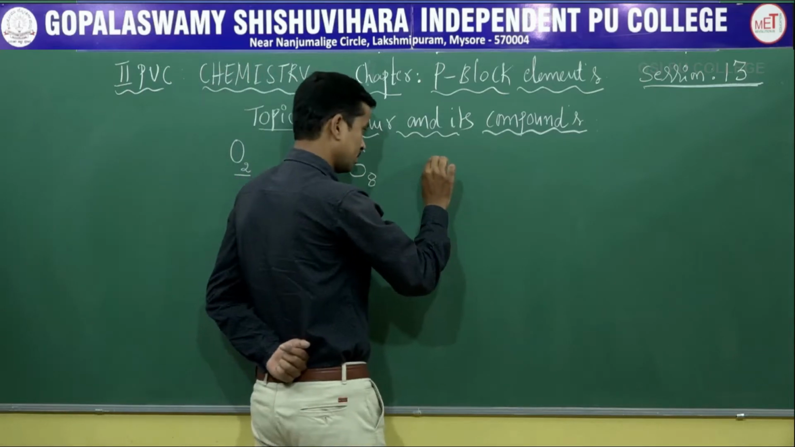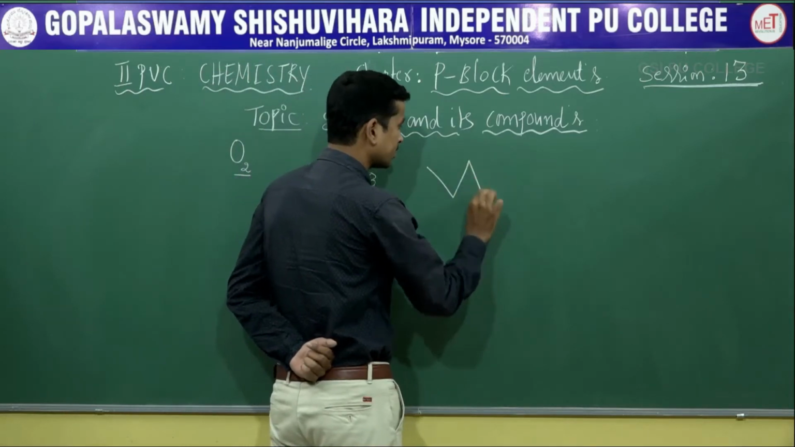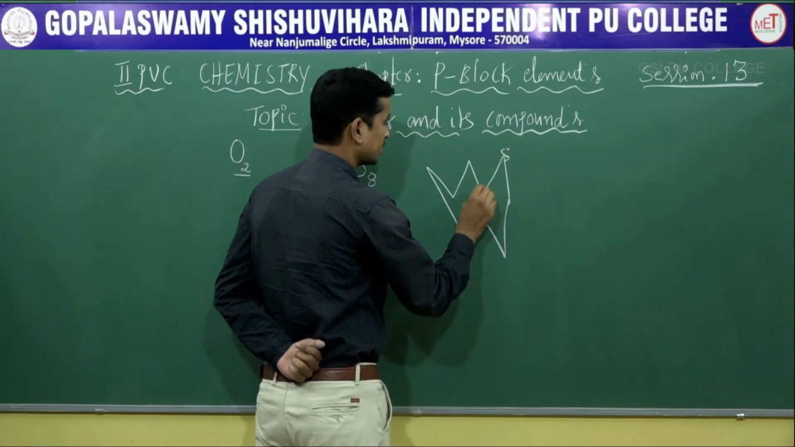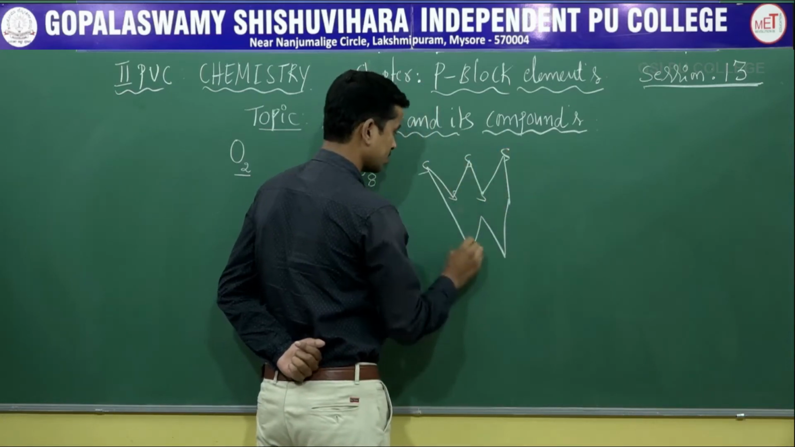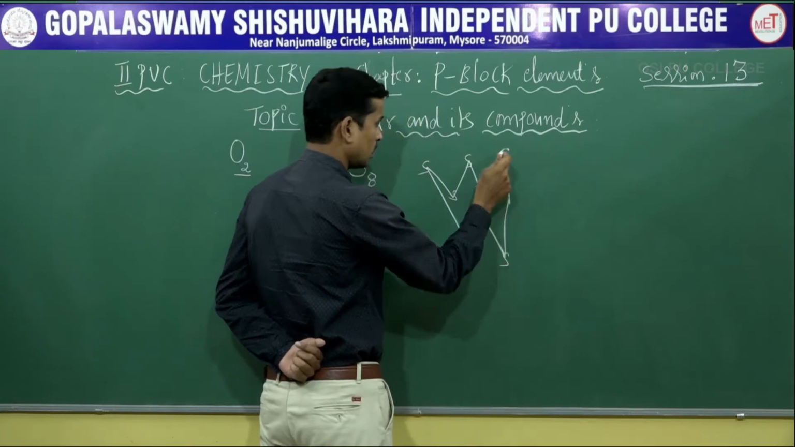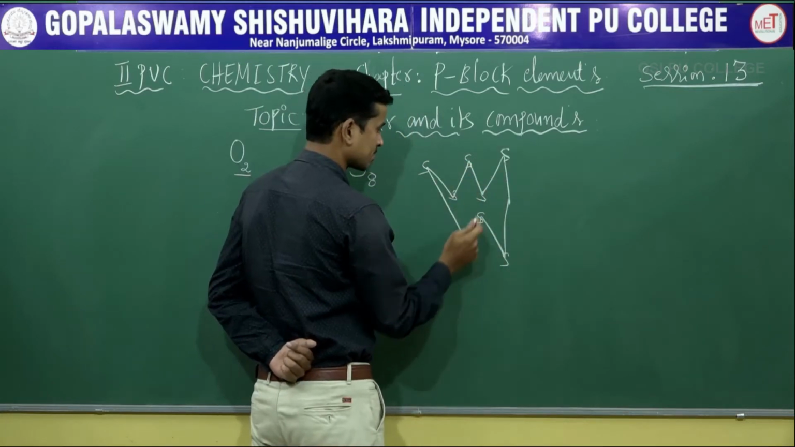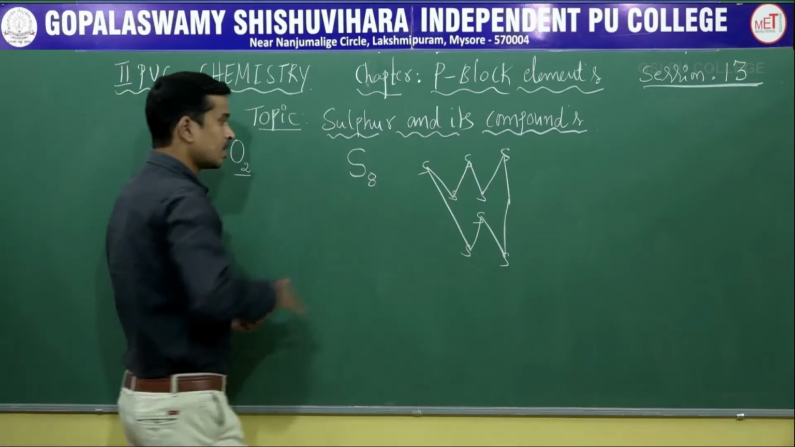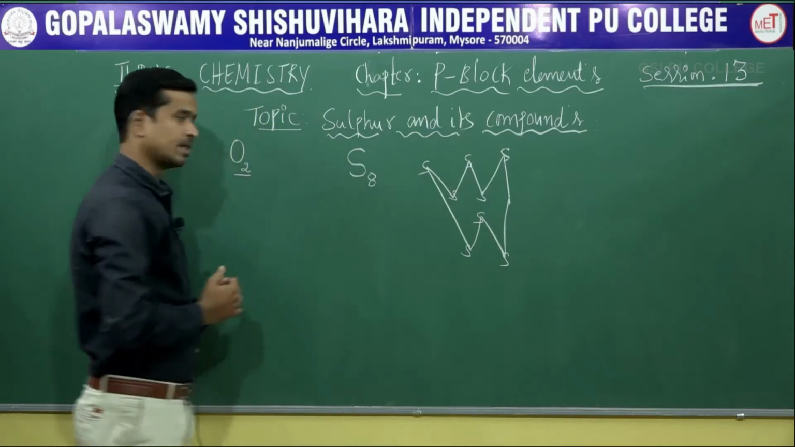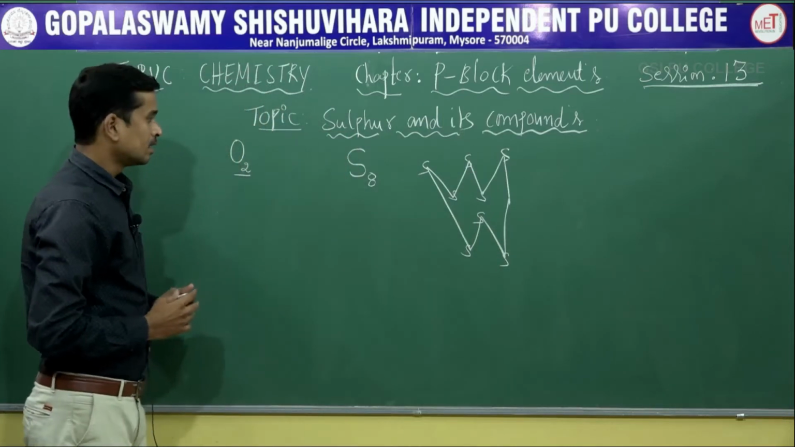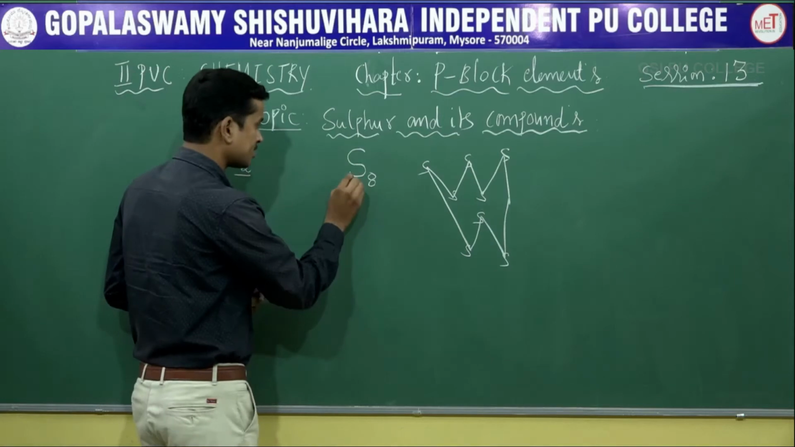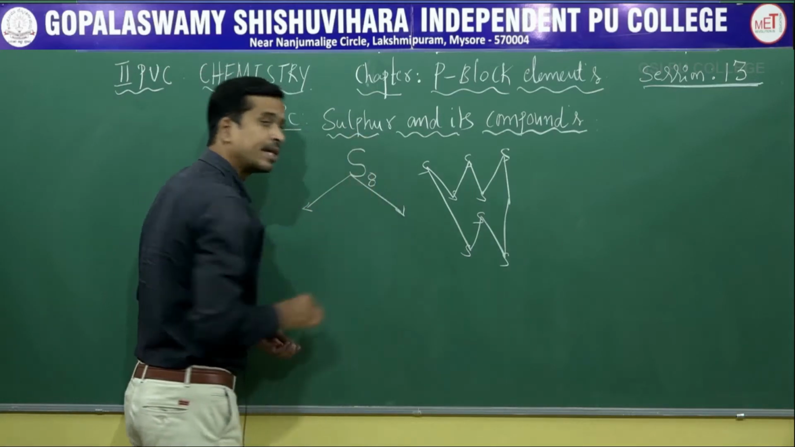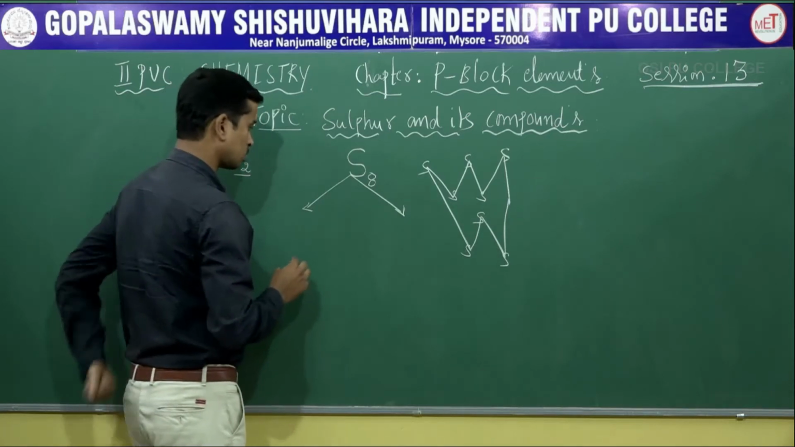Suppose you look at a crown, like a king's crown, this is the crown shaped sulfur: S1, 2, 3, 4, 5, 6, 7, 8, an 8-membered ring. It's called a crown shaped structure, and sulfur exists in 2 allotropic forms.